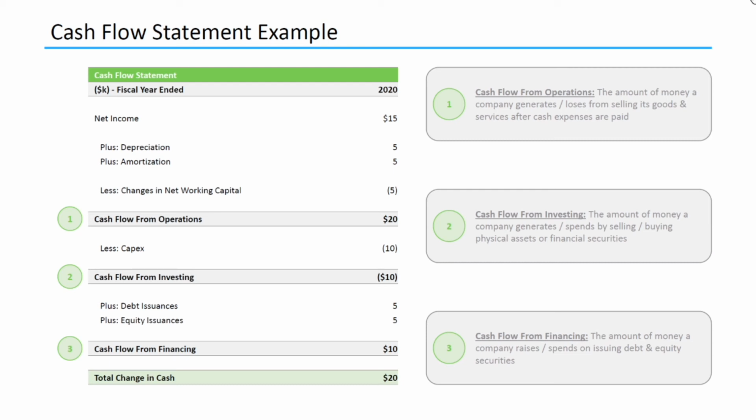Now once we sum up all three of these categories, cash flow from operations, cash flow from investing, and cash flow from financing, we arrive at the total change in cash for the period. Now to wrap everything up, the cash flow statement outlines how much cash a company generates during a period of time. And it does this by starting with net income and adding back any non-cash expenses, as well as adjusting for any other outflows or inflows of cash.